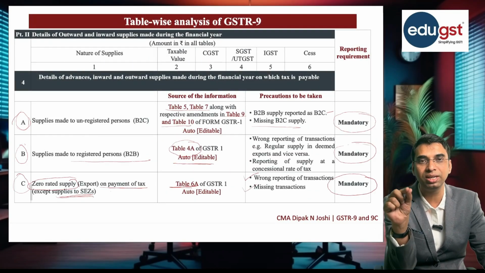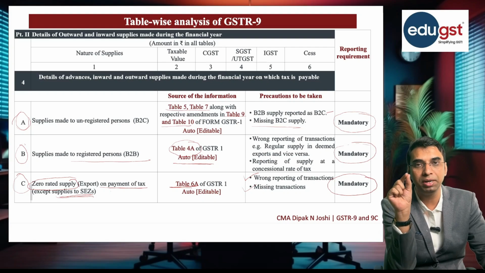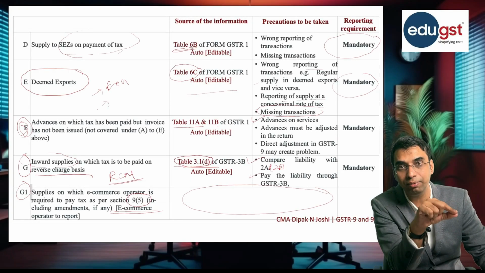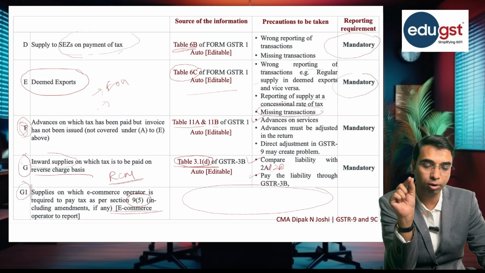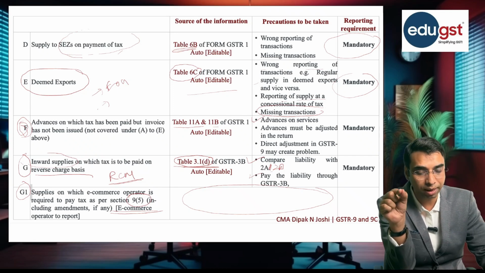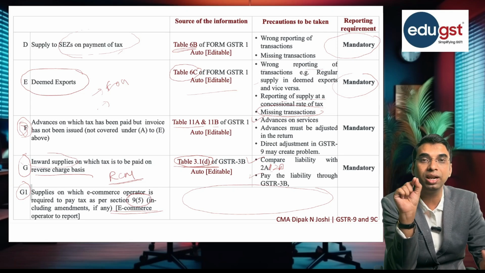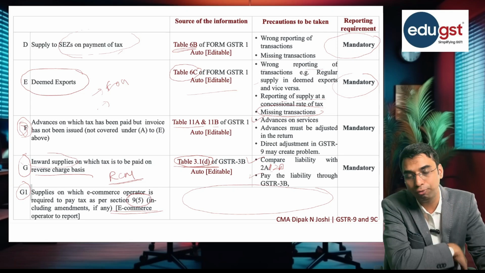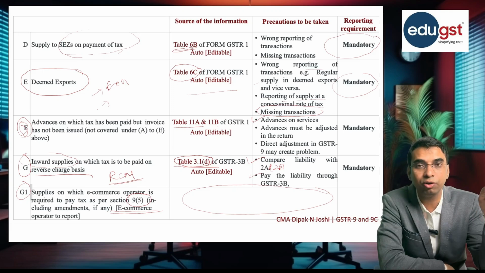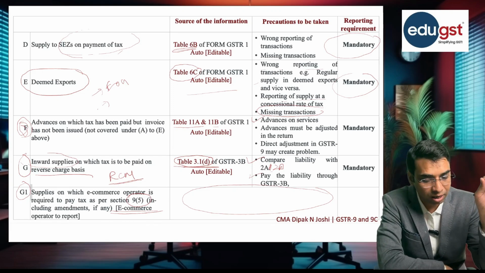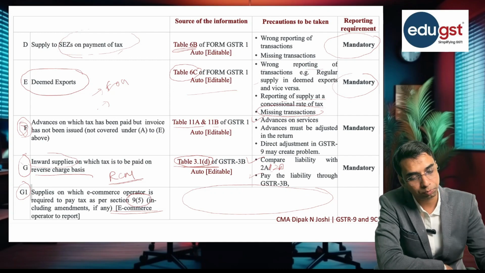तो क्विकली एक बार रिव्यू करते हैं. 4A में हमको देना है B2C के सप्लाईज, 4B में हमको देना है B2B के सप्लाईज, 4C में हमको देना है एक्सपोर्ट विद पेमेंट ऑफ टैक्स, 4D में हमको करना है SEZ विद पेमेंट ऑफ टैक्स, 4E में हमको इंफॉर्मेशन देना है डीम्ड एक्सपोर्ट, 4F में हमको देना है अनएडजस्टेड एडवांसेस ऑन द सर्विसेज, 4G में हमको देना है RCM से रिलेटेड इंफॉर्मेशन, and 4G1 is applicable only in case of e-commerce operator where tax is paid by the e-commerce operator under section 9 subsection 5.